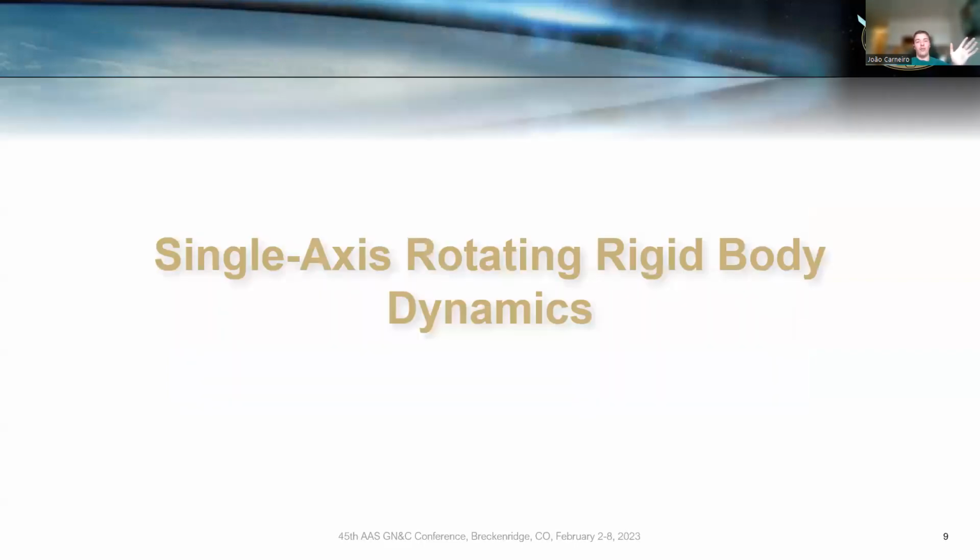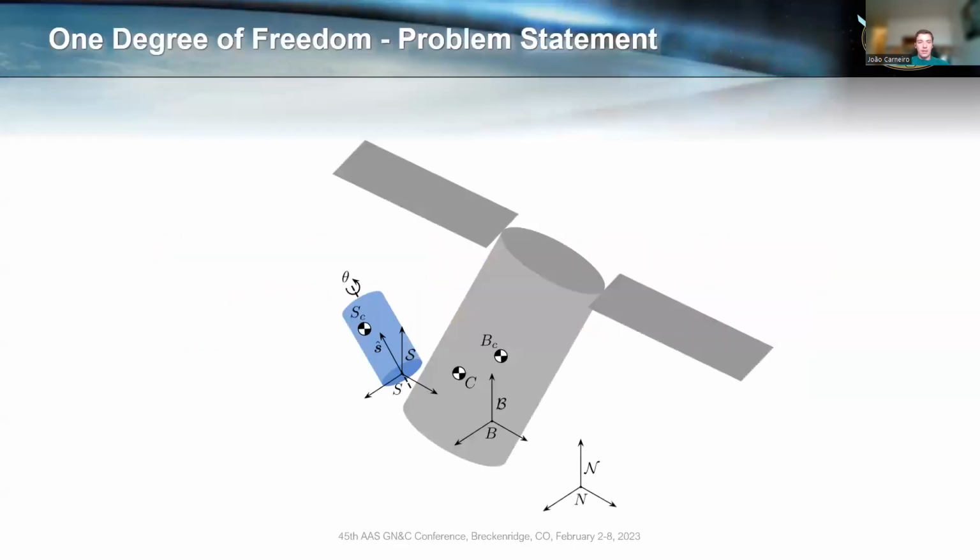So with the architecture out of the way, I would just like to talk a little bit about how we actually go about deriving the equations of motion for these components. I will start with the simplest case, the single axis rotating rigid body. And the problem statement is rather simple.